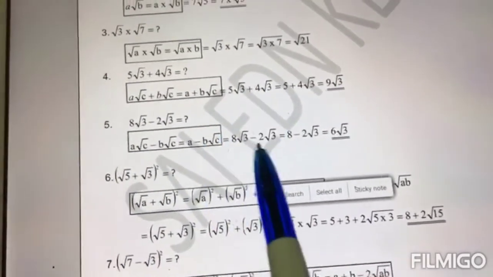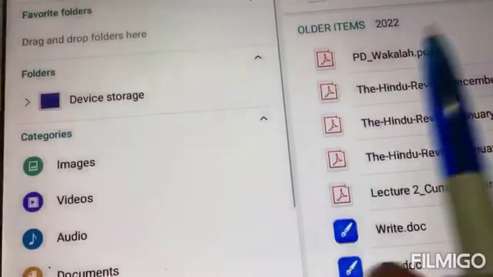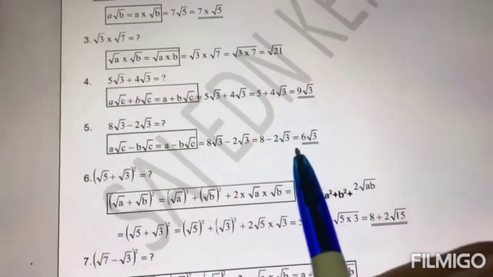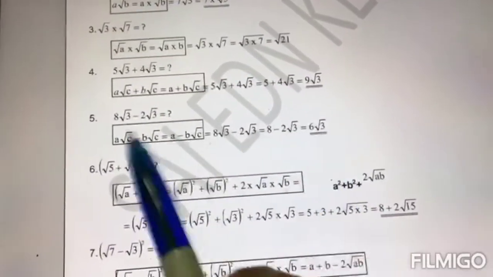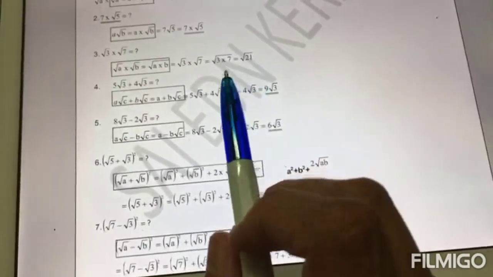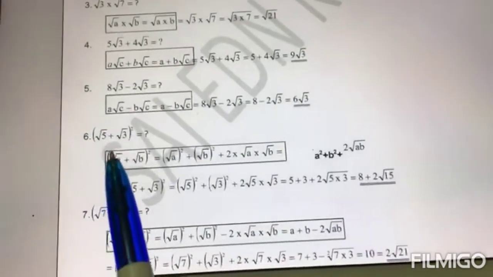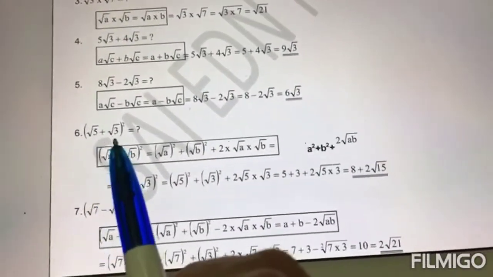How do we subtract it? The same way we did number 4. 8 root 3 minus 2 root 3 is nothing but 8 minus 2 root 3, which is 6 root 3. Okay, so it's the same principle for addition and subtraction. Okay, now number 6, root 5 plus root 3 whole square.